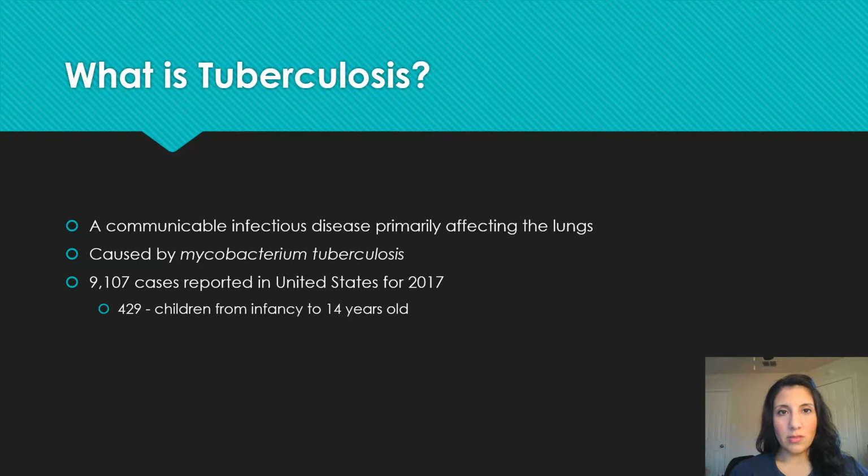What is tuberculosis? Tuberculosis is a communicable infectious disease that commonly affects one's lungs, but can affect the brain, the spine, and the kidneys. It is caused by the Mycobacterium tuberculosis bacteria. In 2017, there were 9,107 cases of TB reported in the United States. Of those cases, there were 429 that were children under the age of 14. Screening for TB is typically performed by the tuberculin skin test.